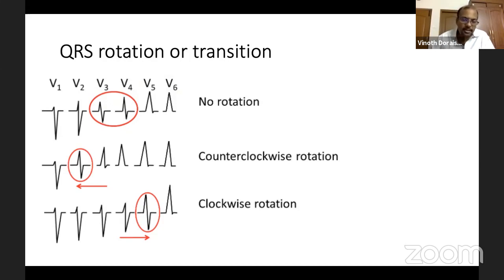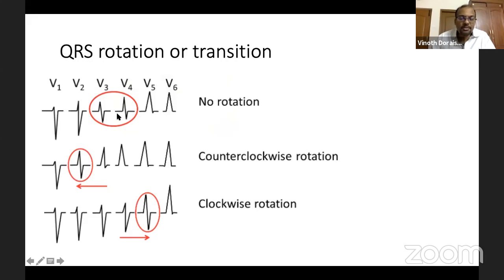So in adults, the left ventricle is more dominant. So we know that lead V1, which is over the right ventricle, will show more of a small R wave and a deep S wave. And when we come to V6, it will be more of the R wave because the left ventricle is dominant. So V3 and V4 will show the transition between these two. So the normal QRS transition will be around V3 to V4 leads.